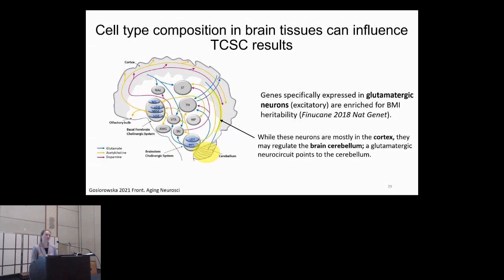That being said, it's also really hard to know, based on the GTEx samples for cortex versus cerebellum, what the cell type compositions actually are that we're seeing, and maybe there's some confounding happening at that level.